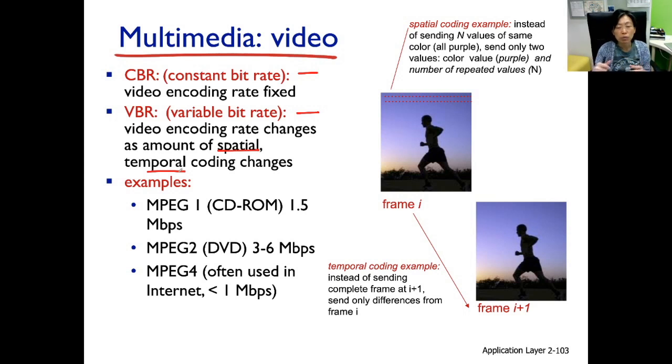Those movies with really fast action, then you don't get very good compression rate because the difference from frame i to frame i plus 1 is usually large. So you don't get to save too much. As a result, the bit stream you send out is in different bit rates. So lots of action, high bit rate. Not much motion, low bit rate. So examples: this is MPEG version 1, MPEG version 2, MPEG version 4. And you see in the older version, the encoding rate is much higher.